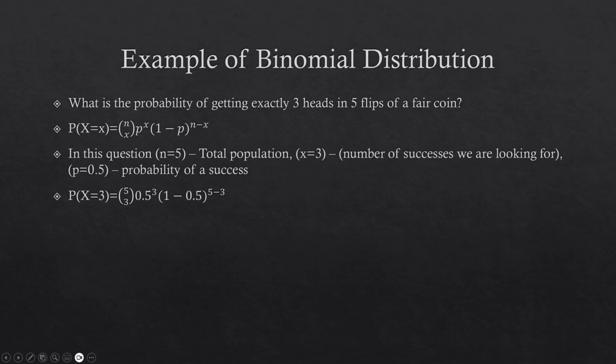So an example of this is if we're trying to get exactly 3 heads in 5 flips of a fair coin. In this question, we have our n, which is our total number of flips, which is 5. Our x is going to be equal to 3, which is the number of successes we're looking for. And since we're flipping a fair coin, our probability of success is going to be 0.5. Now, if you put this all into the equation, you get 5 choose 3 times 0.5 cubed multiplied by (1 minus 0.5) to the power of 5 minus 3.